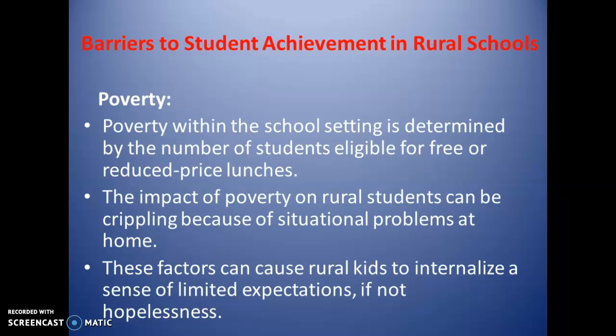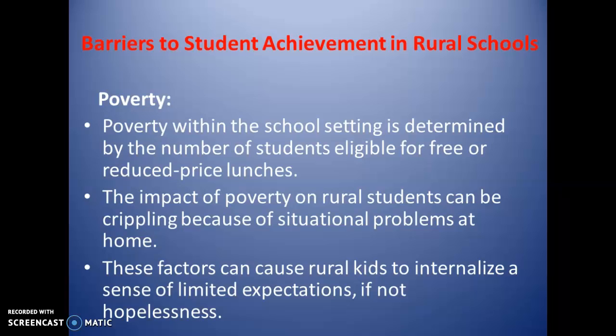Then we have poverty. Poverty within the school setting is determined by the number of students eligible for free or reduced lunch. The impact of poverty on rural students can be very crippling, and a lot of times the students have situational problems at home. Some examples of situational problems can be if a parent is a single parent, because a lot of students are coming from single parent households. He or she may have to work a lot and may not be able to be present at home much. So that creates a problem.